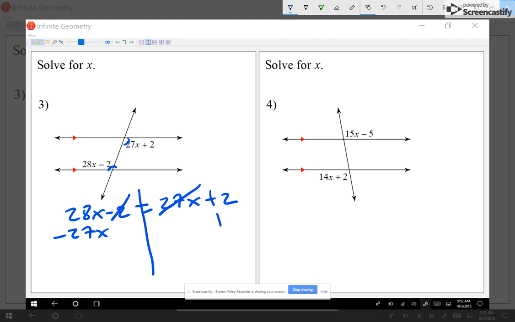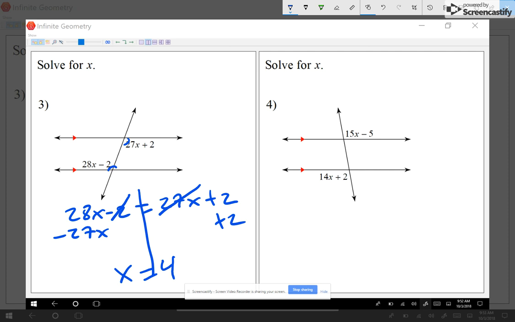So my negative 2, I'm going to move it as a positive 2, right? Opposite sign. Let me simplify my sides. On the left side, 28x minus 27x is 1x. On the right side, 2 plus 2, 4.